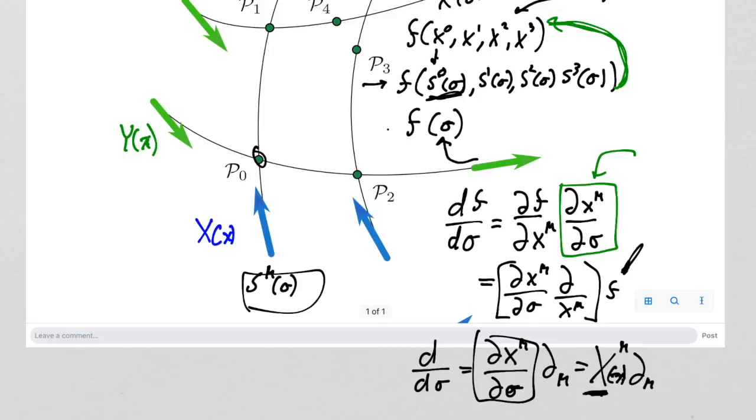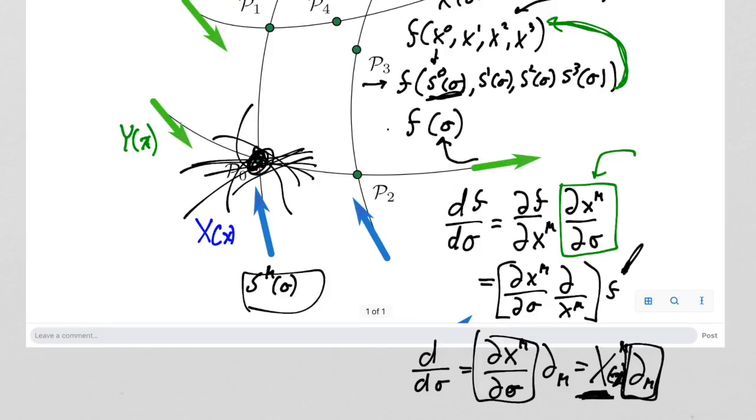Where's my little x in there? And so to build up the entire vector space at P0, we just have to talk about every conceivable curve that might go through this point. And every conceivable curve will have a tangent vector at that point, and the set of all those possible tangent vectors is the vector space at P0. And notice that the basis is given by this guy, which is directly traceable to the coordinates of the spacetime, and that's why it's called the coordinate basis.